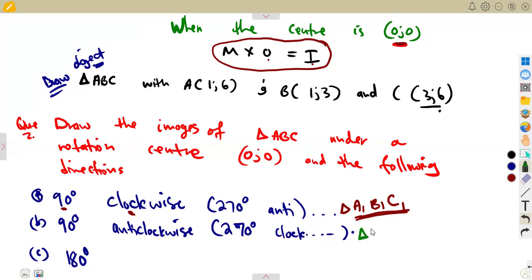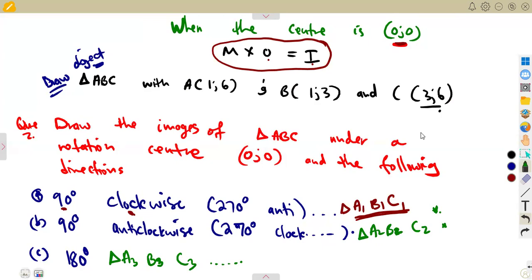B, you're going to name this triangle A2, B2, C2. So I want you to list the coordinates in the comment section. Then triangle A3, B3, C3. Also, you list its coordinates. By listing the coordinates, I know that it is correct, because if those coordinates are correct, it means you're going to draw a correct triangle.